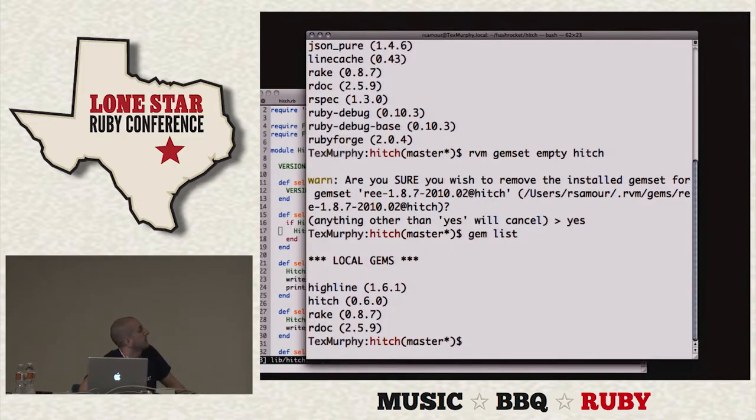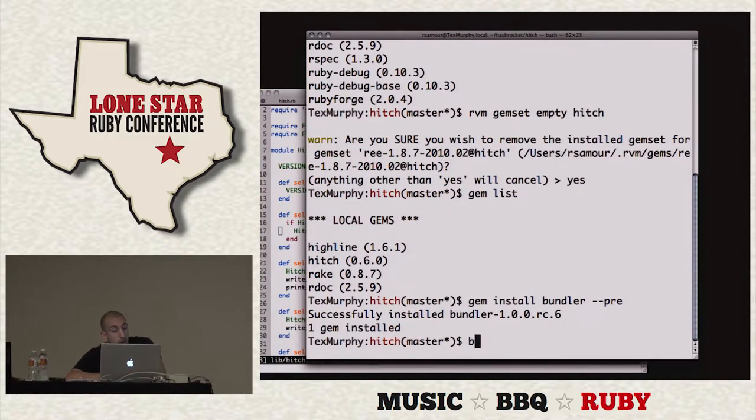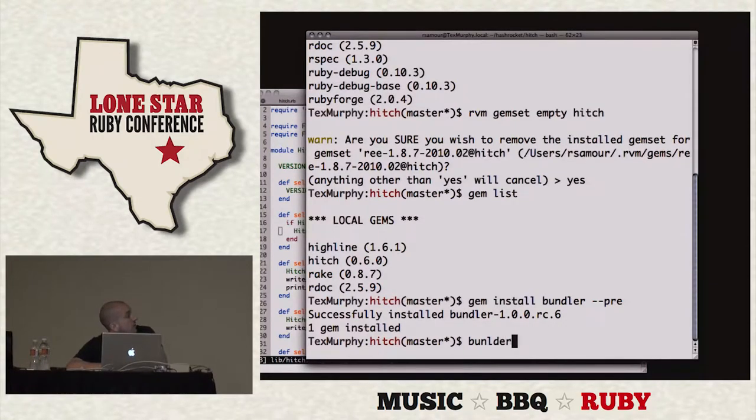All right? So now, since I have Bundler installed, the only gem I would have to install is Bundler, with --pre. And hopefully the internet will be nice to me. Thank you. And then I just do bundle install.